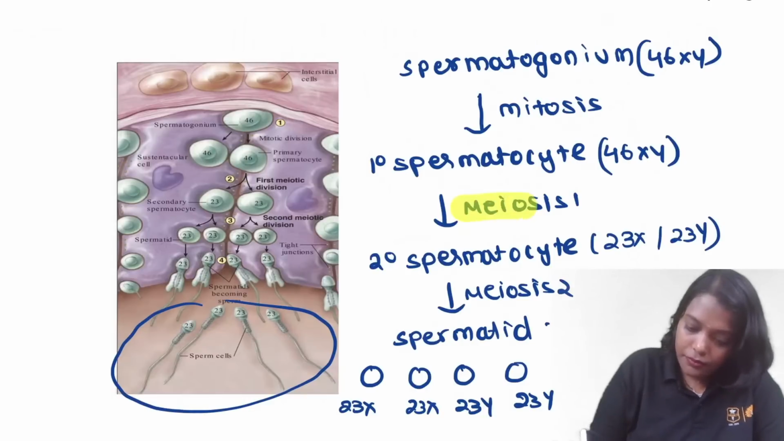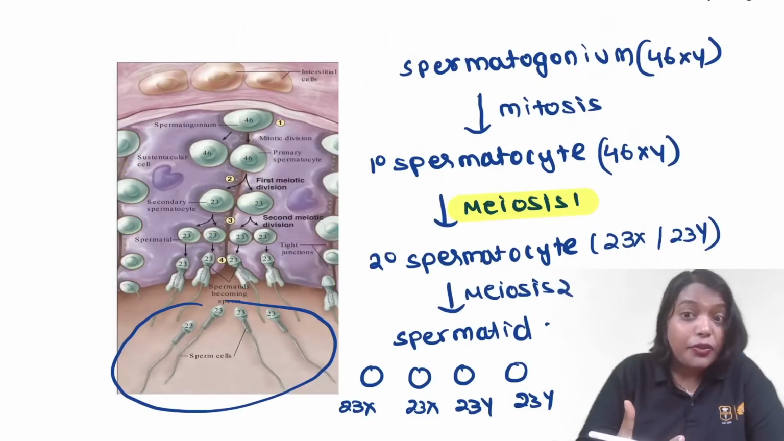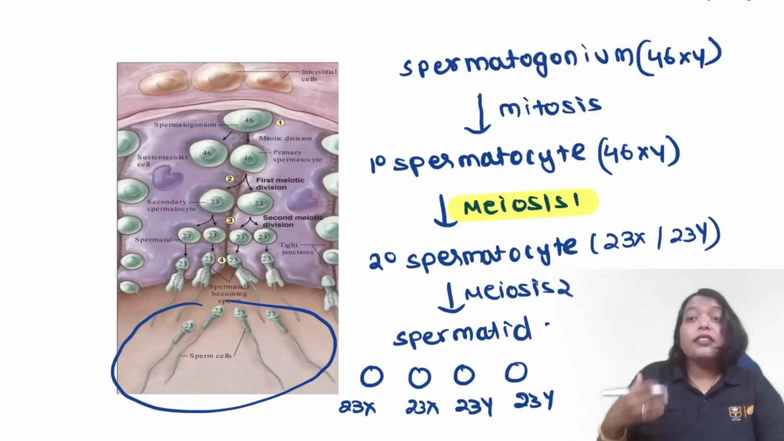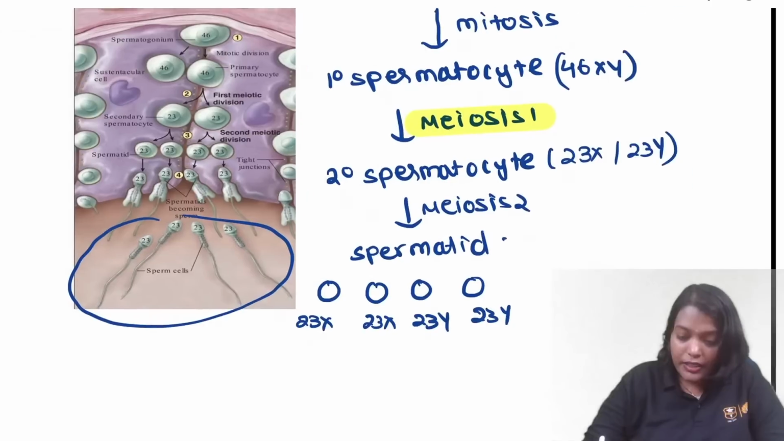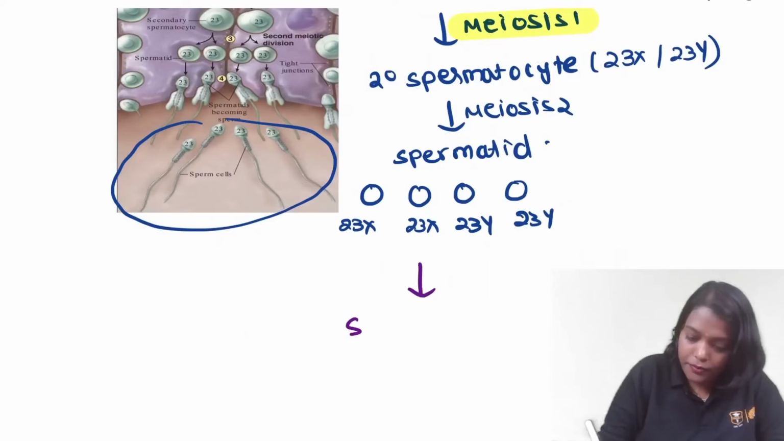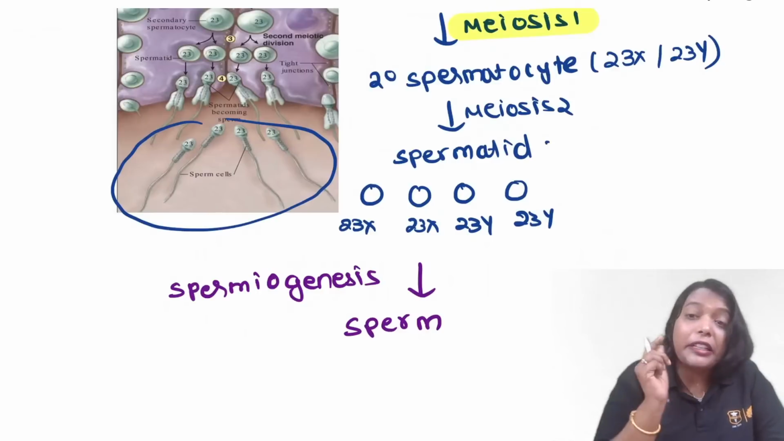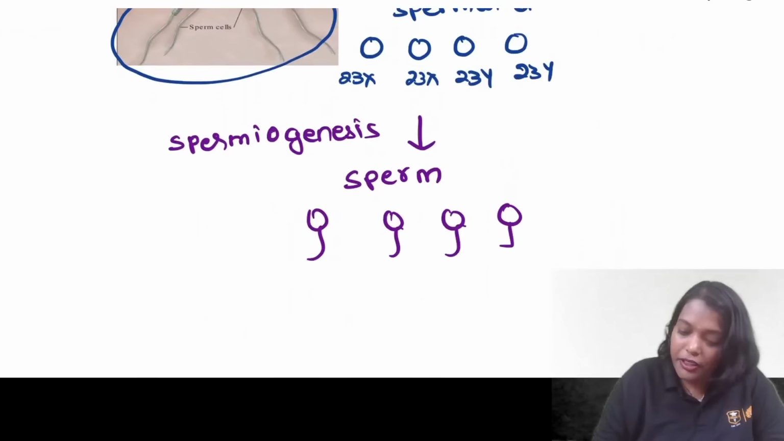Now this spermatid has to transform to become the sperm. Spermatid transforming into sperm is called spermiogenesis. This entire process is called spermatogenesis, but the round cells transforming into sperm is called spermiogenesis. So I'll show you how spermiogenesis happens.